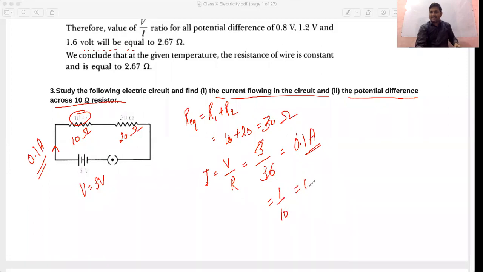Somebody is saying mathematics is big. No, sir, we were saying 1 upon 10. Who was saying that 0.3? Shivam Kushwaha.